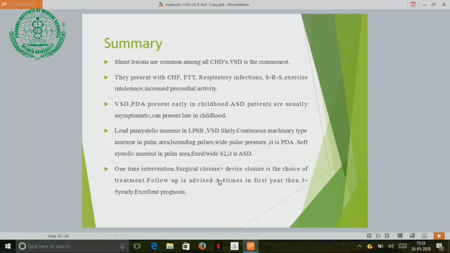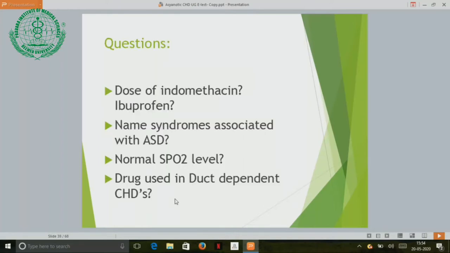And what is the choice of closure? Surgical closure is preferred, but in some defects device closure is also possible. After closure we need to follow this patient 3 to 4 times in the first year, then thereafter every 3 to 5 years. But with timely diagnosis and timely intervention, they have an excellent prognosis.